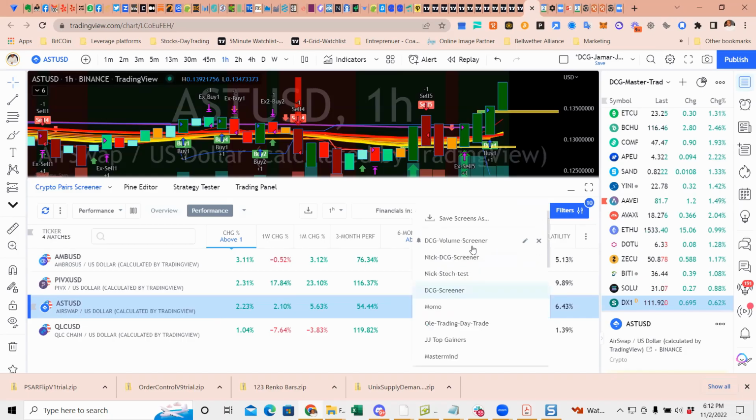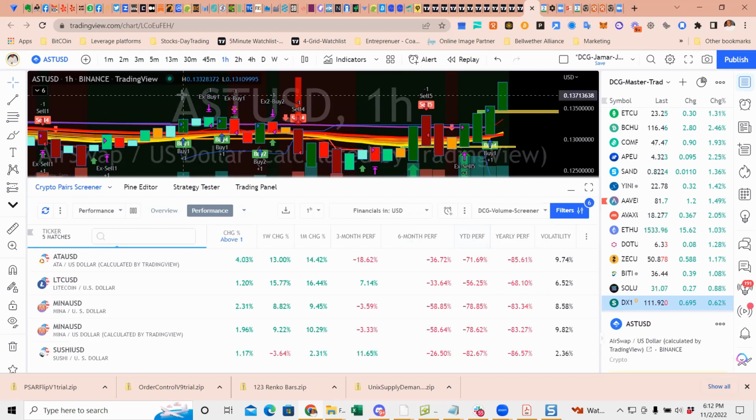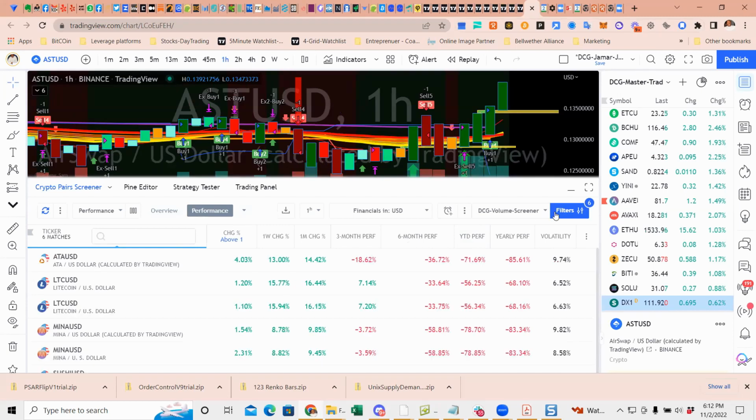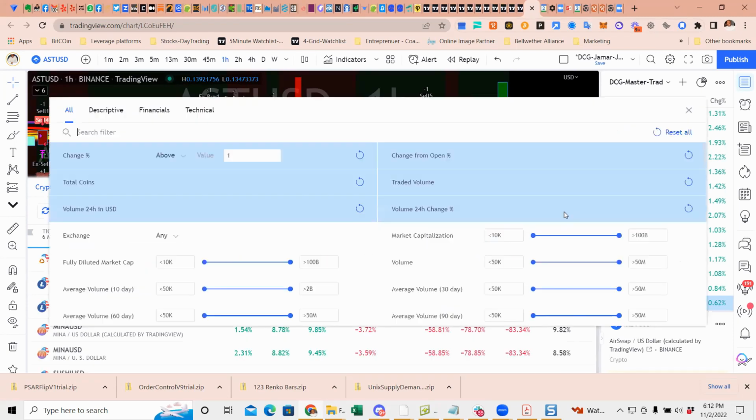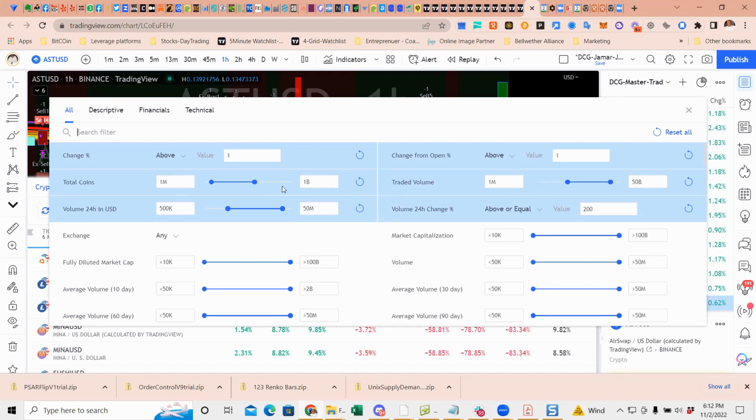Well, recently, with this update that TradingView has, it has a volume screener. And I'm going to let you guys get my settings. I still do something similar. It's changed from open 1%. It's above 1%. You guys know I don't like buying coins over $1 billion. My volume has to be over 500,000 because I want to see that it has volume. It can go up to 50 million, no problem.